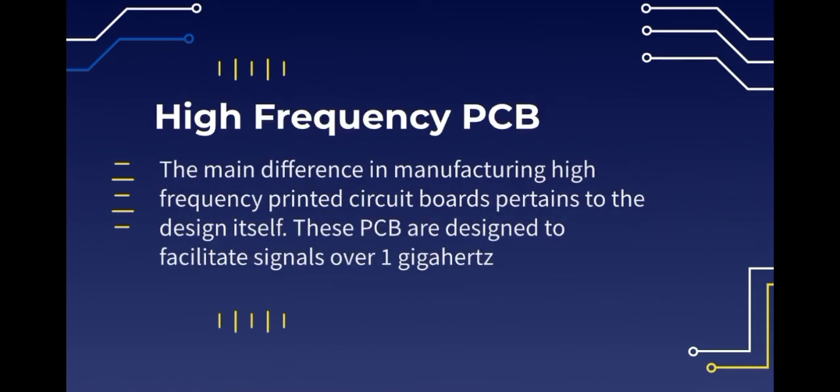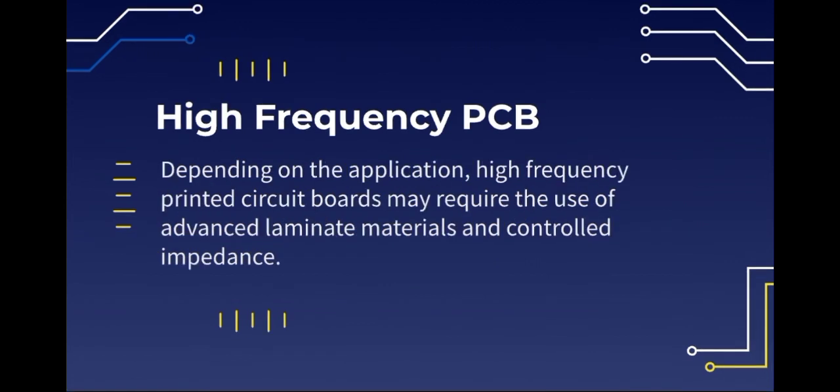So the last type is the high-frequency printed circuit boards. The main difference in manufacturing high-frequency printed circuit boards pertains to the design itself. These PCBs are designed to facilitate signals over 1 GHz. Also, depending on the application, high-frequency printed circuit boards may require the use of advanced laminate materials and controlled impedance.